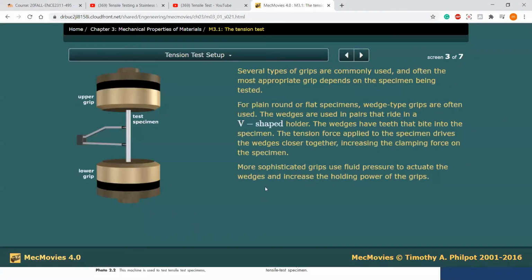So in this section, it's explaining what type of grips are used. In our experiment, we will be using wedge type V-shaped holder. It is used for plain, round, or flat specimen. So we have a round specimen, circular cross section. We will be using wedge type grips.